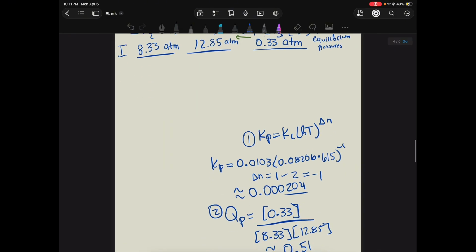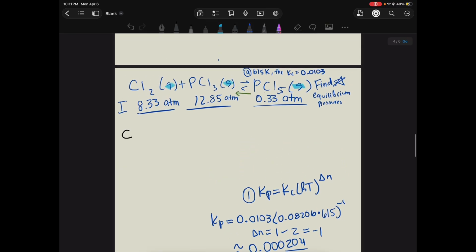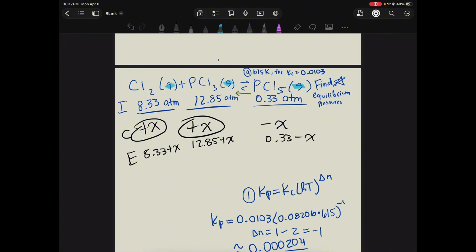Okay, now we have to follow the ICE method. So we put a C there, and we know that the reaction is going to the left, which means that this would be losing an x, this would be gaining an x, and gaining an x. And then this would just be 8.33 plus x, 12.85 plus x, and then 0.33 minus x. And again, these are gaining x's because the reaction is going towards the reactants, and this is losing an x because the reaction is moving towards the reactants.